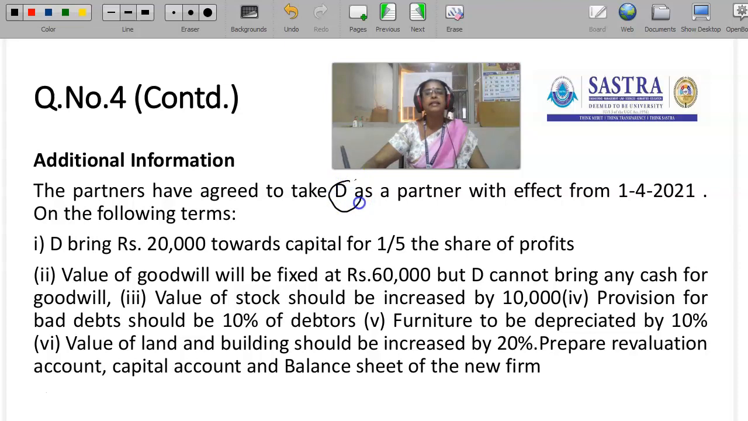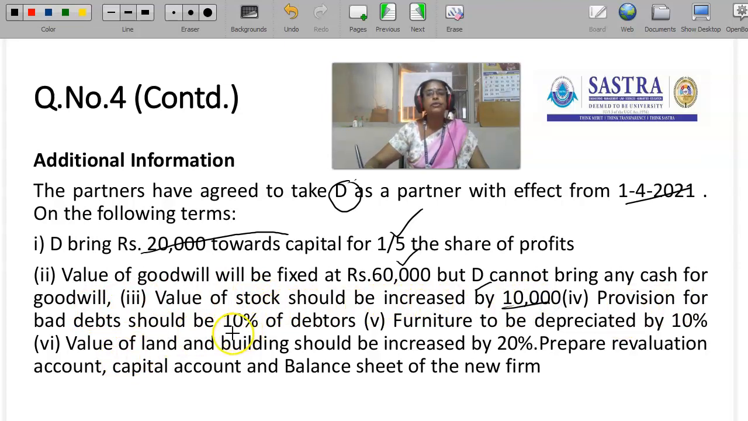Additional information. The partners have agreed to take D as a partner, with effect from 1/4/2021. On the following terms, D brings 20,000 towards capital for 1/5 share of profit. So the share of profit in the partnership firm for D is 1/5. Value of goodwill will be fixed as rupees 60,000, but D cannot bring any cash for goodwill. He failed to bring cash for his share of goodwill. Value of stock should be increased by 10,000.